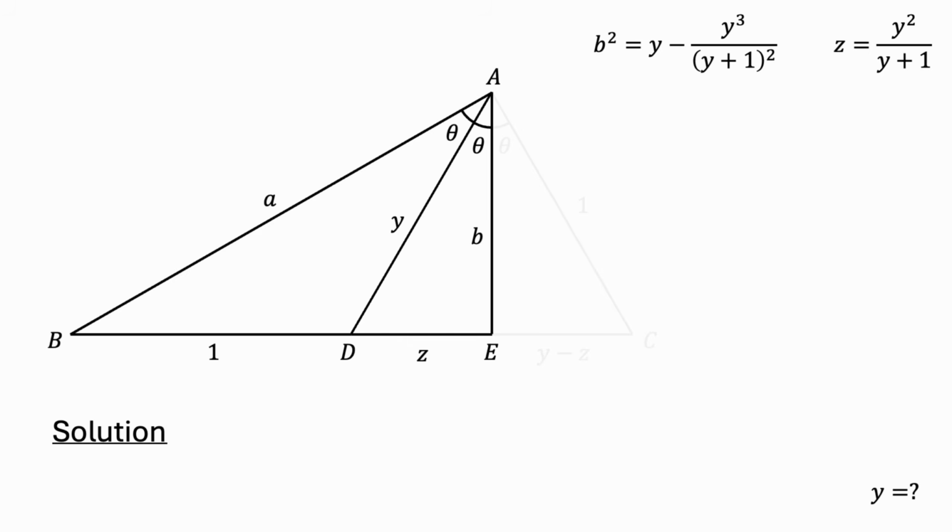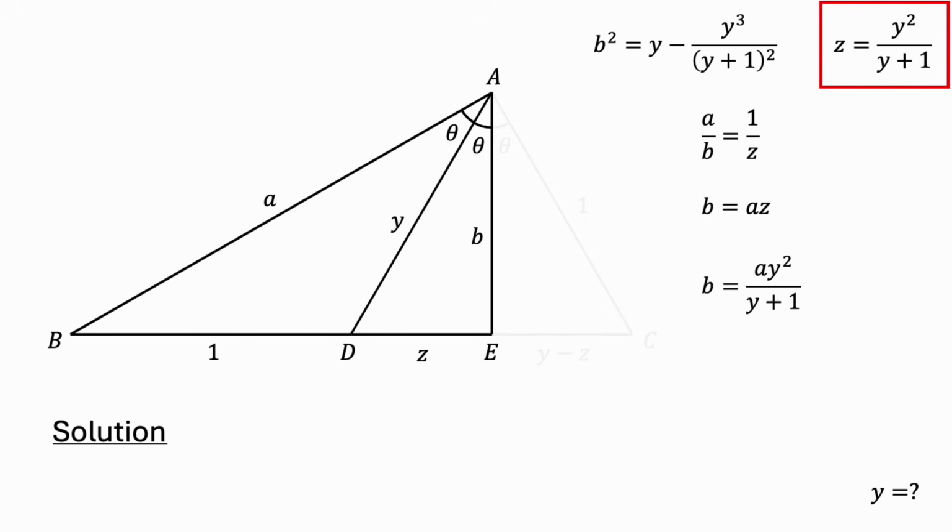Next, consider triangle ABE and the line AD. Applying the angle bisector theorem to triangle ABE, we obtain a over b equals 1 over z, or b equals az. Substituting z equals y squared over y plus 1 gives us b equals ay squared over y plus 1.